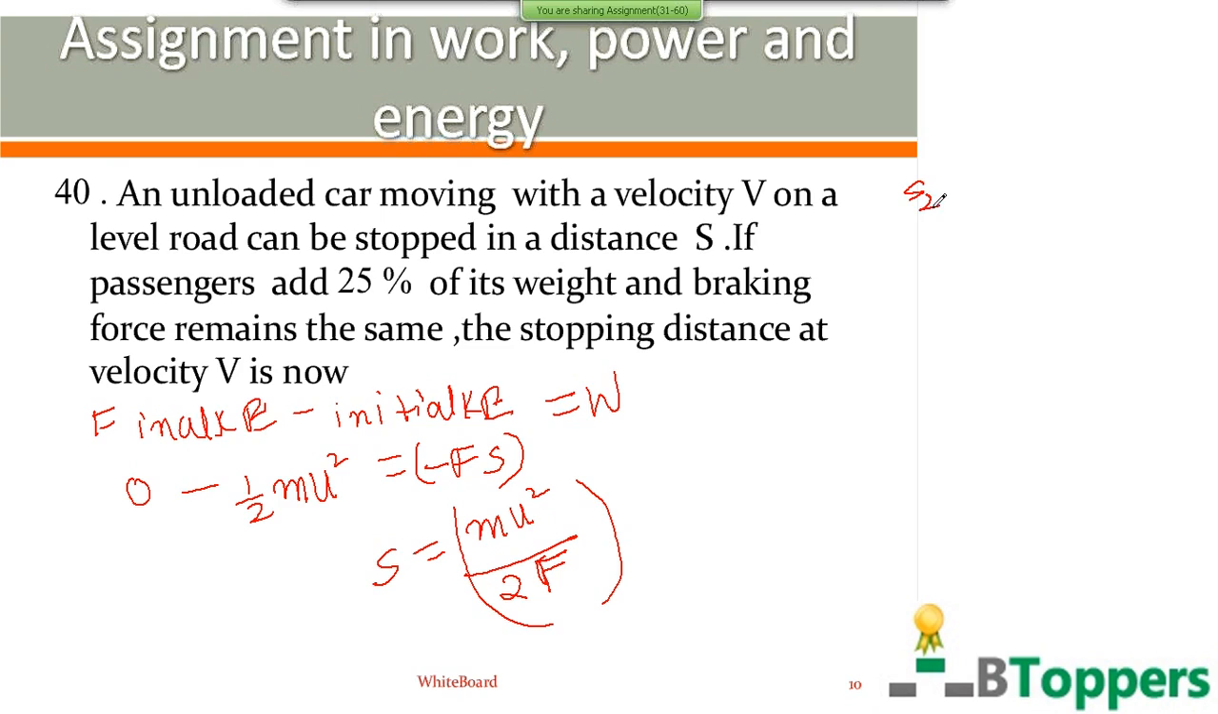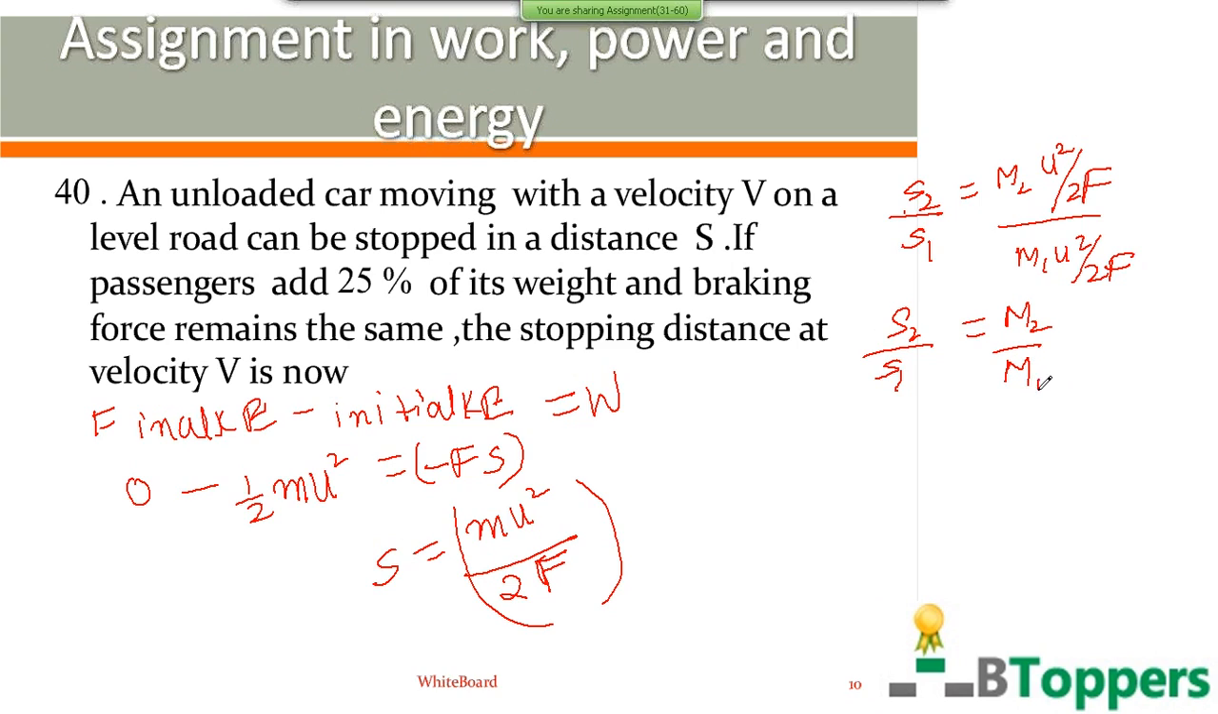S1 is the distance covered in the first case, S2 is the distance covered in the second case. That means the body is brought to rest in the distance S1 in the first case. And M2 is the total mass in the second case, and M1 is the total mass in the first case. The braking force is same in both the cases, and initial velocity is also same. So S2 by S1 equal to M2 by M1.